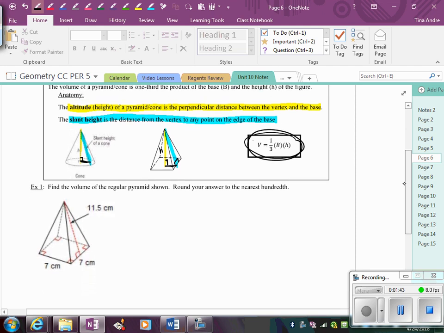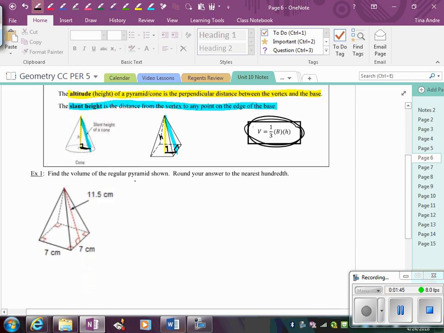So looking at this first example, we want to find the volume of this regular pyramid. So that means it's a square pyramid. That means the base is a square. And we want to round our answer to the nearest hundredth. So the first thing is I'm going to write down my formula. So 1/3 capital B times H. Remember, I'm going to write it up top here too. The capital B, just like for prisms, stands for the area of the base. It's not a dimension of the base, it's the area of it. So that means area of the base.